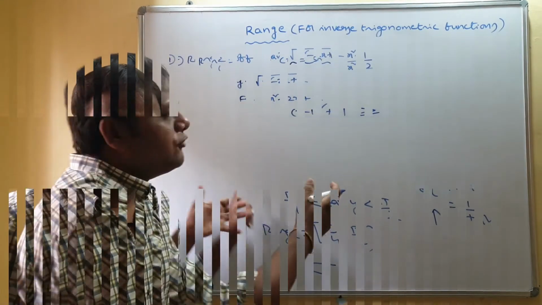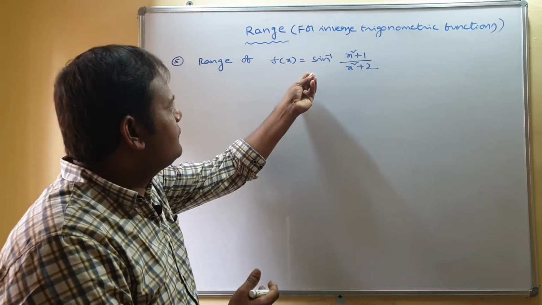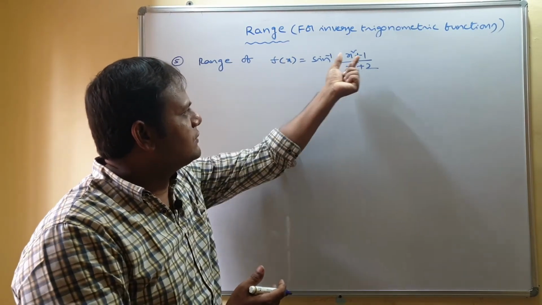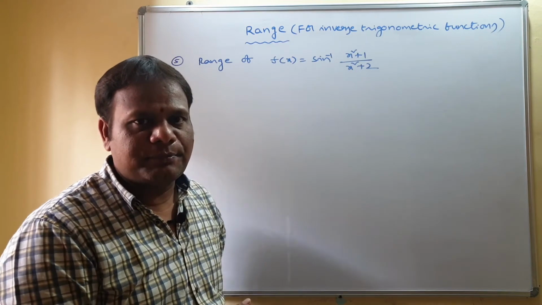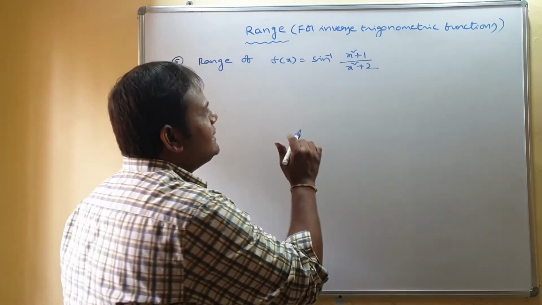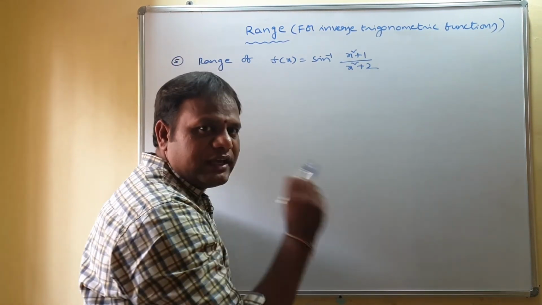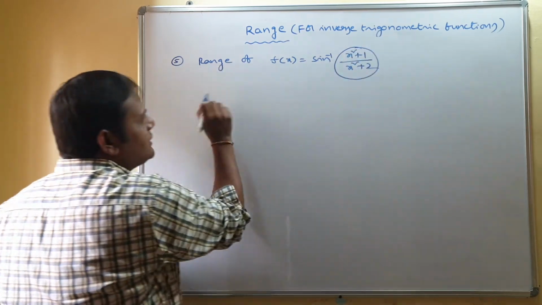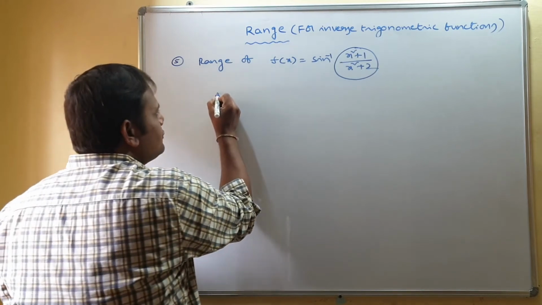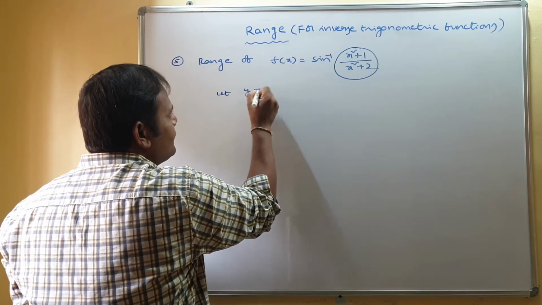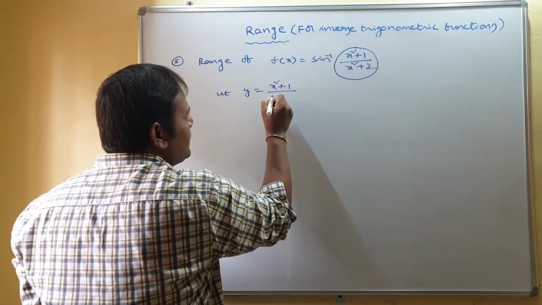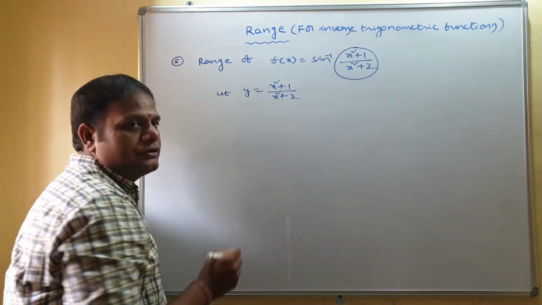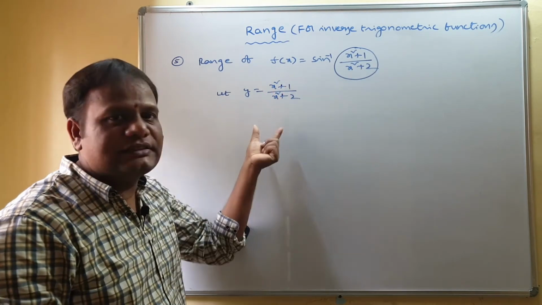Is it clear? Now we have to find the range of f of x equal to sin inverse of x square plus 1 by x square plus 2. Okay. See here. First we have to find all the values of this. So we take that as y. So let y equal to x square plus 1 by x square plus 2. Now you have to find the range of this.